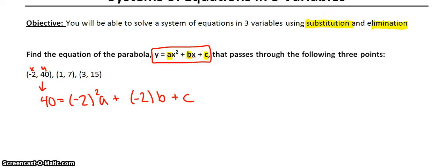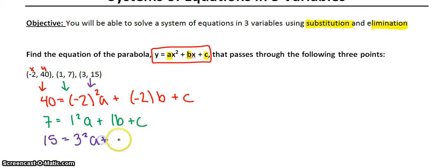So if I have 3 unknowns, I need 3 equations, which is why you need at least 3 points to define a parabola. Because if you want to find a, b, and c, you need 3 different points. It's another way to look at it. Our next point would give 7 equals 1 squared times a plus 1b plus c. And my final equation has 15 as my y and 3 as my x. I could put those in parentheses if I want. It doesn't really make a difference.